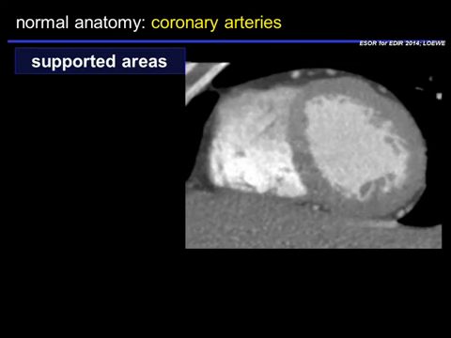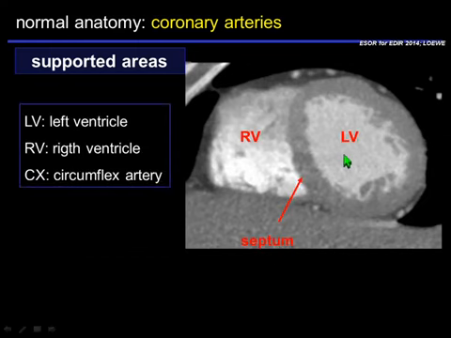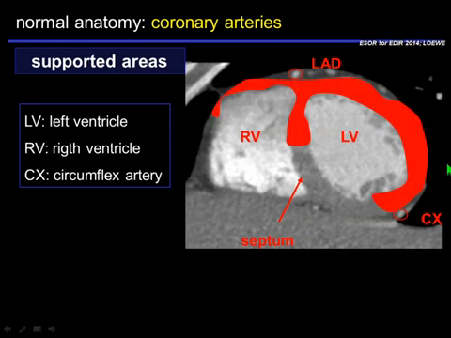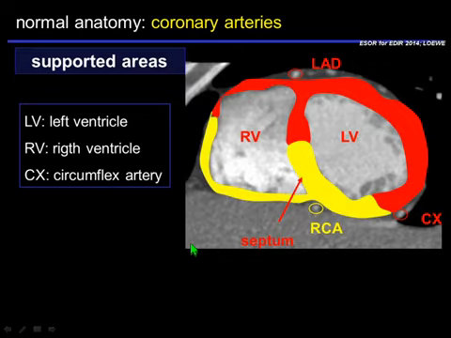This can easily be understood if we look at a two-chamber view of the heart. So we have the right ventricle here, we have the left ventricle here, we have the septum here, then this is the LAD, this is the RCA, and this is some branch of the circ. So it's obvious that all the myocardial tissue between these 2 arteries is supported by them. So it's obvious that the lateral wall, anterior parts of the septum, and anterior wall of the right ventricle are supported by the LAD, and everything which is posterior is supported by the RCA.